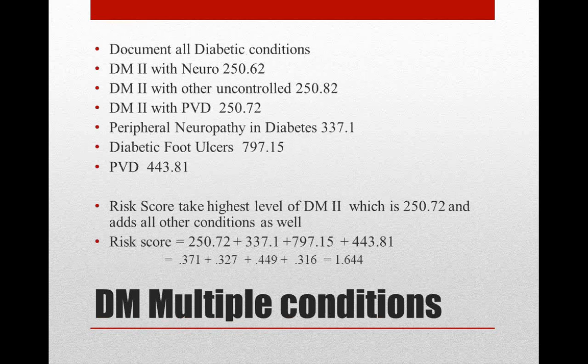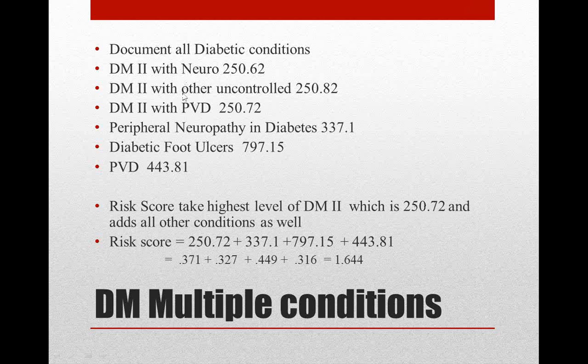CMS is going to take the highest level. In this case, it would be the risk score for 250.72. But all three of these, neuro, other uncontrolled, and PVD, all have the same 0.371 assigned, but they're just going to use that code as the code, and all the other two will be dropped.